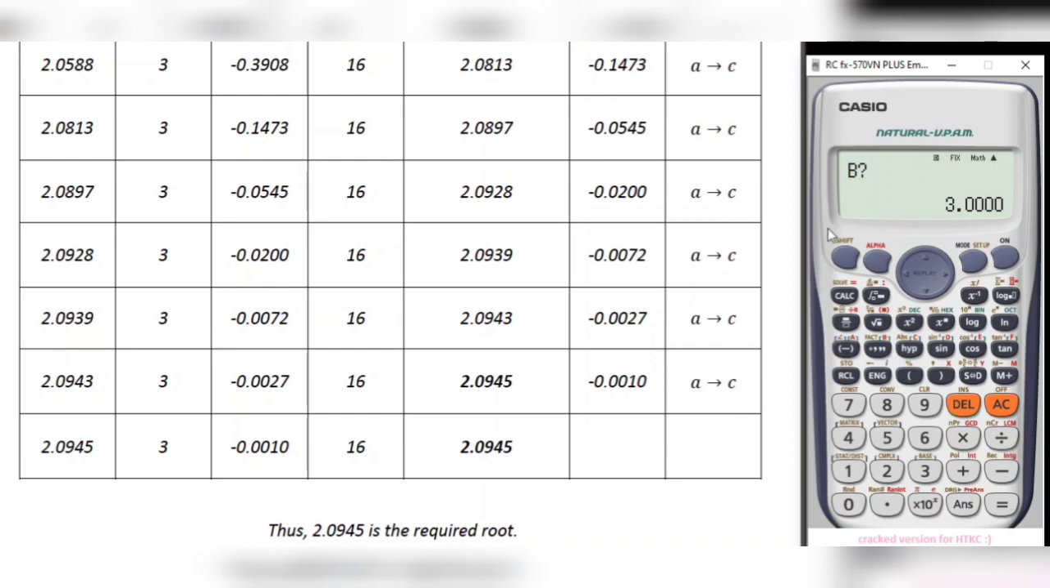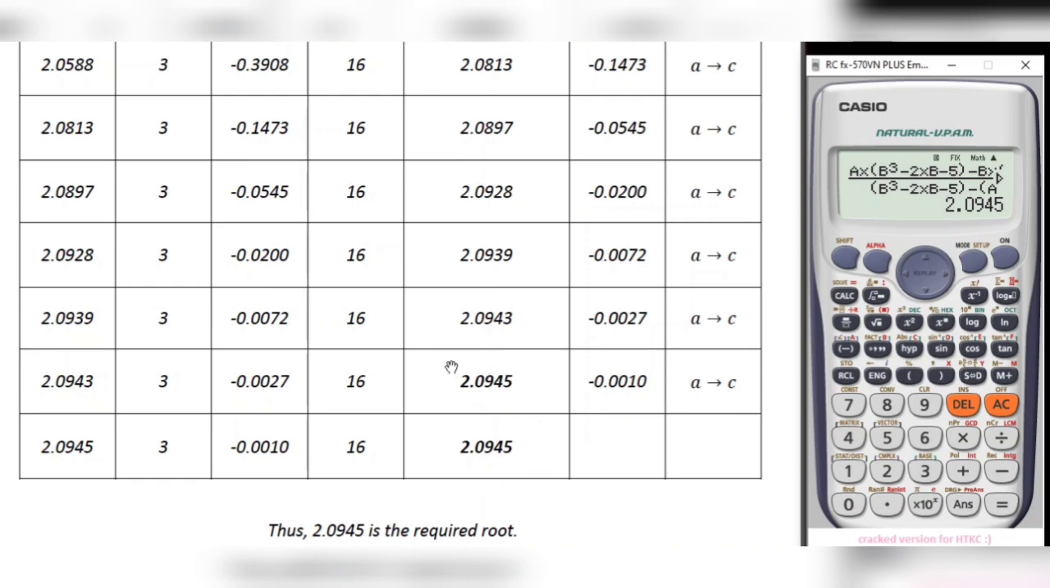Press equals, b is still 3. Press equals, you get 2.0945 as the new value of c. Press the up arrow, press equals, you get f of c. Change the value of a to c since f of c is negative. Again press the up arrow, calc, change the value of a to 2.0945. Press equals, b is still 3. Press equals, you get again 2.0945 as the value of c.